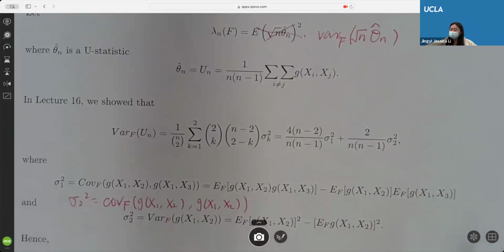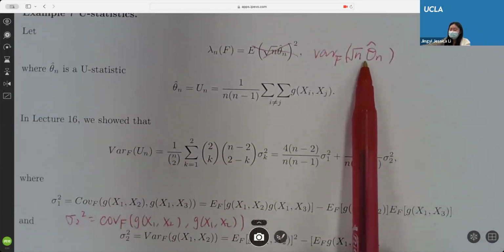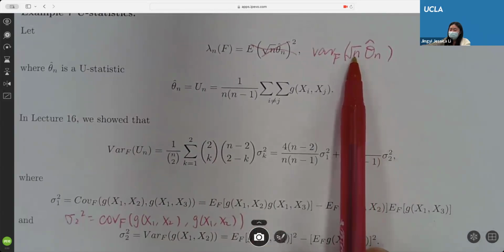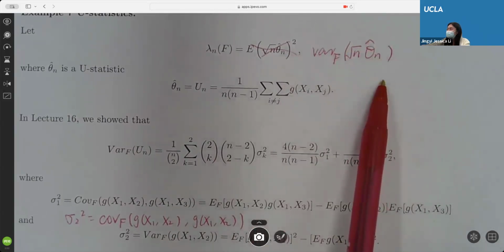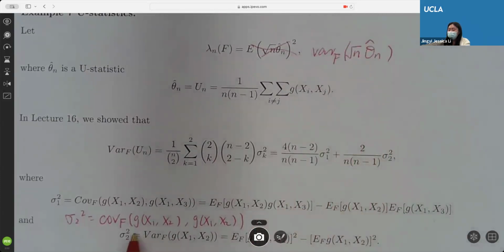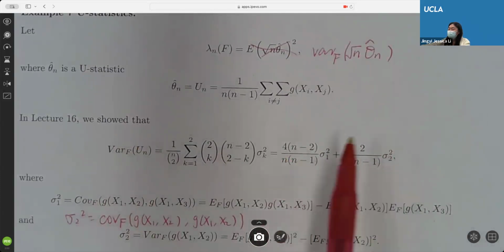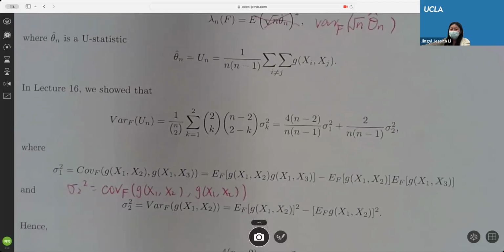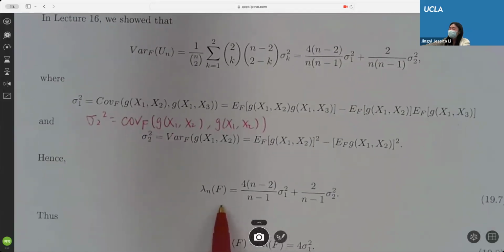So essentially, your lambda_n(F), which is the variance of sigma hat n times root n. Essentially, you need to multiply the square of root n outside of the variance. So you're multiplying n to this variance of U_n. So multiplying n, you basically cancel n in each term from the denominator. This gives me lambda_n(F), right? The performance measure.